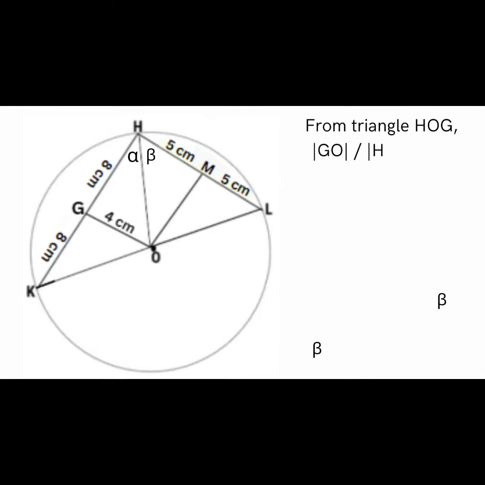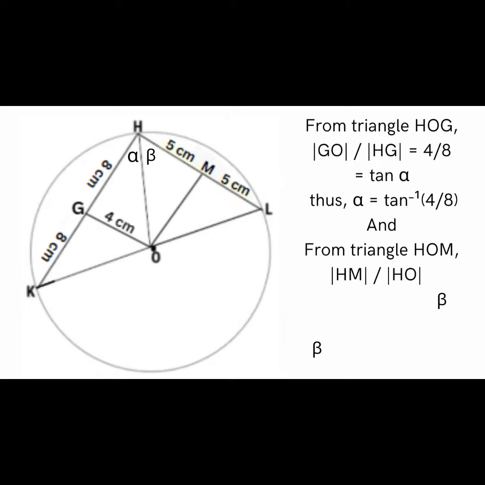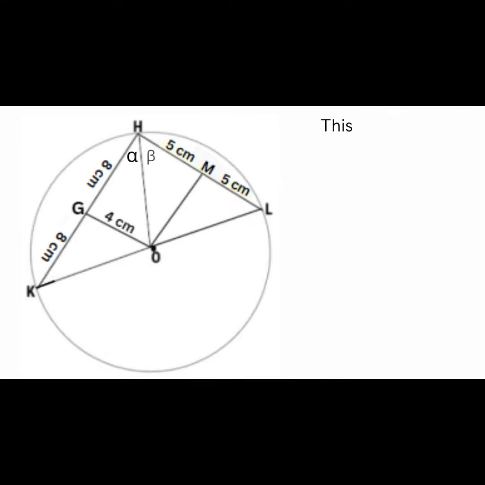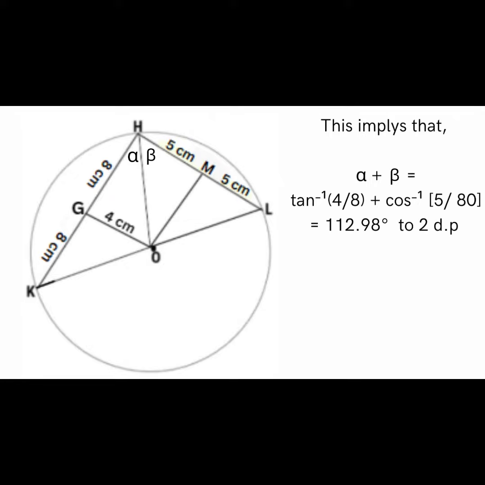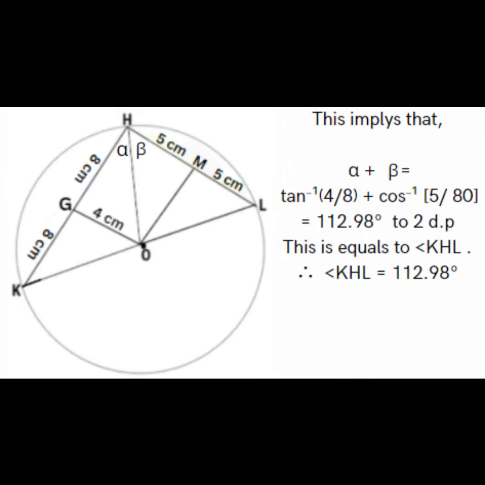From triangle HOG, alpha equals tan inverse of 4 divided by 8. And from triangle HOM, beta equals cosine inverse of 5 divided by root 80. This implies that alpha plus beta equals tan inverse of 4 divided by 8 plus cosine inverse of 5 divided by root 80, which equals 112.98 degrees to 2 decimal places. This is equal to angle KHL. Therefore, KHL equals 112.98 degrees.